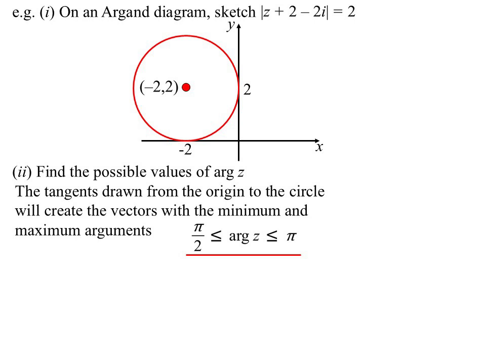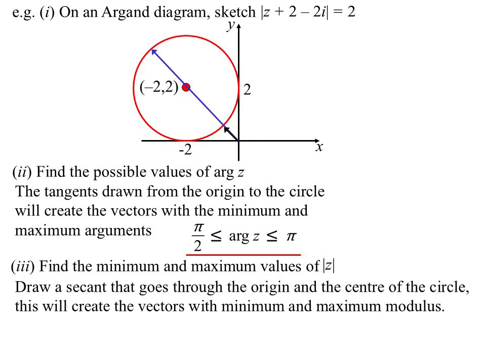They're all the possibilities. What about if they asked for the modulus? So again, if we were to join up any point on the circle to the origin, what's the biggest that vector could be? What's the smallest that vector could be? Well, when we've got a circle, what we do is we draw in a secant. And that secant goes through the origin, because that's our starting point, the vector, and through the centre of the circle. And that will give us the biggest possible one and the smallest possible one.